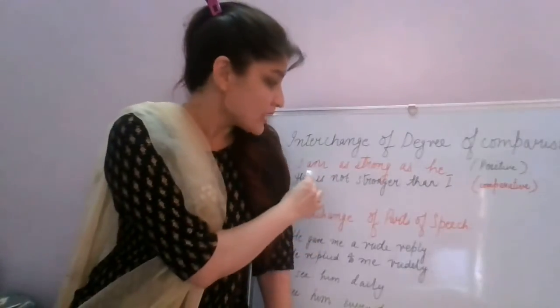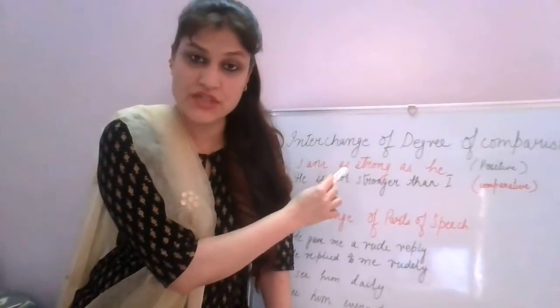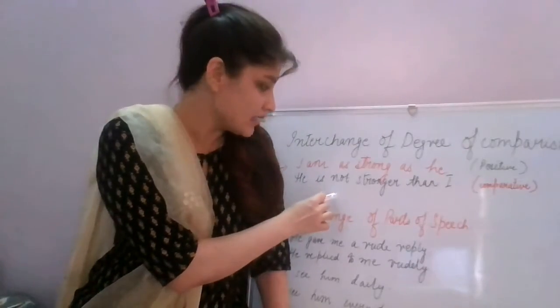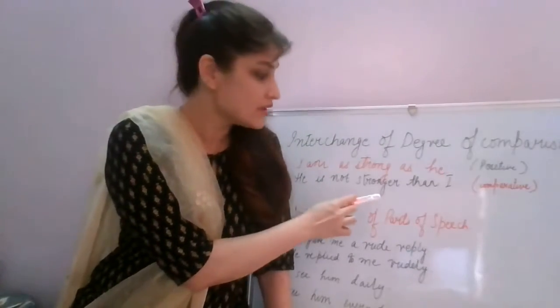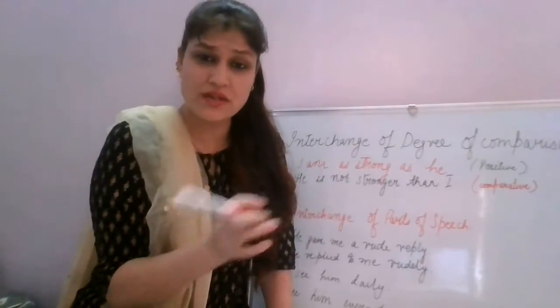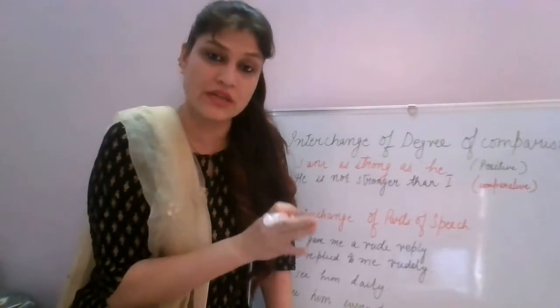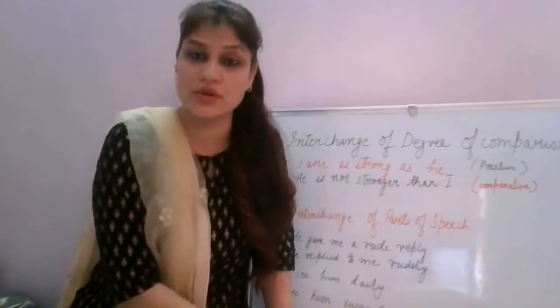Now see here, I am as strong as he. This is in the positive degree. We'll change it into comparative. It will become, he is stronger than I. So the other person, he is stronger. So there's a comparison. So when there's a comparison, we use comparative degree and then is again important.